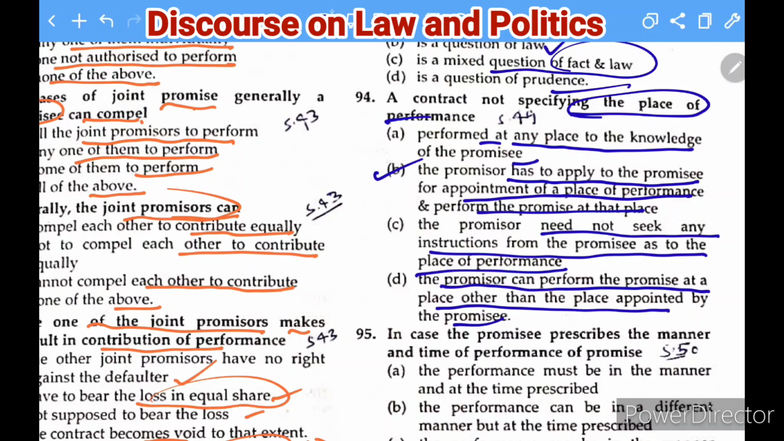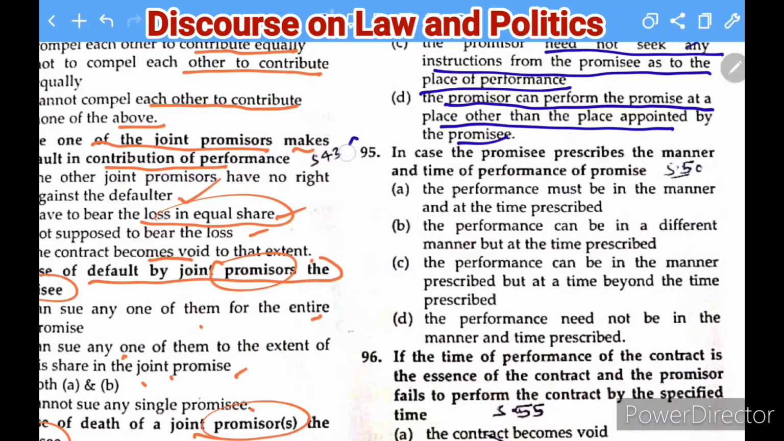Yes, the promisor has to apply to the promisee for appointment of a place of performance and perform the promise at that place. Moving to the next question.